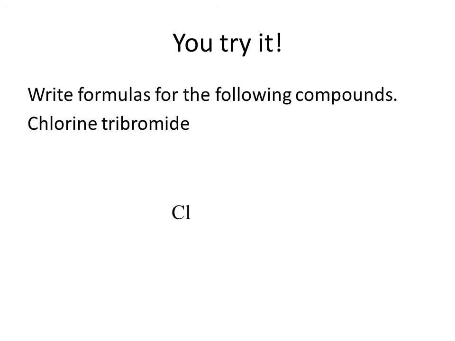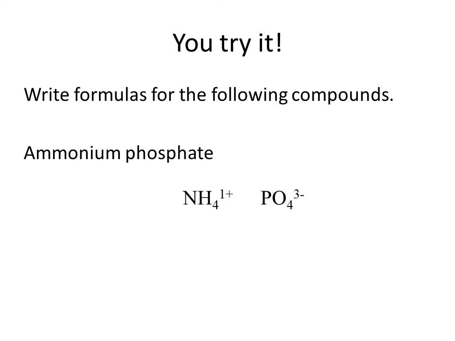Chlorine tribromide, we need a chlorine to start, and then tribromide tells us there is 3 bromines. Ammonium phosphate, we write the formula for ammonium. It has a +1 charge, and phosphate, which has a 3 negative charge. To charge balance this, we're going to need 3 ammoniums. So I'm going to have to put a parenthesis around the ammonium and a subscript 3. Remember, do not use a parenthesis on the phosphate since there is only one of them.